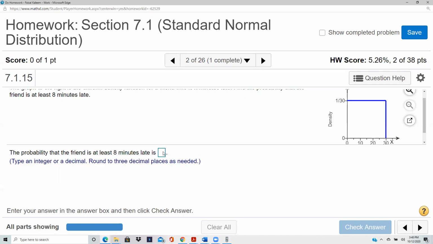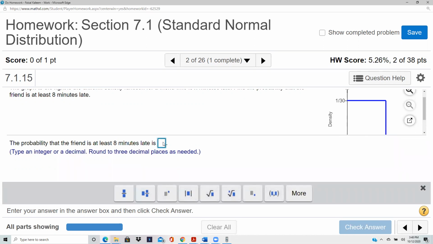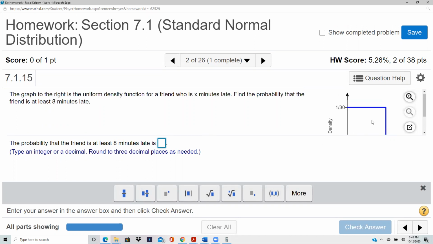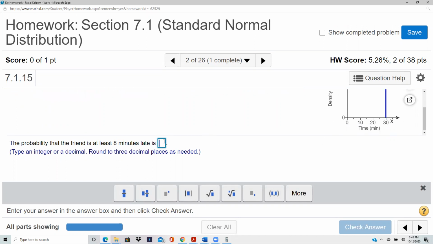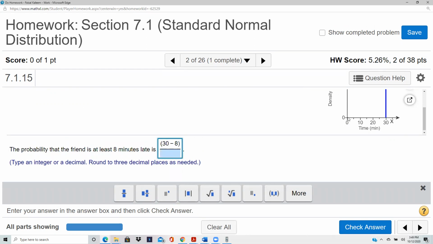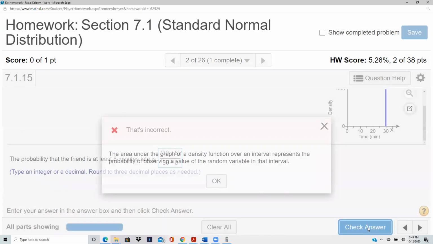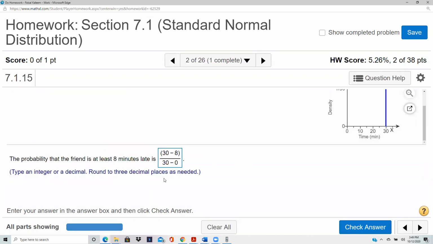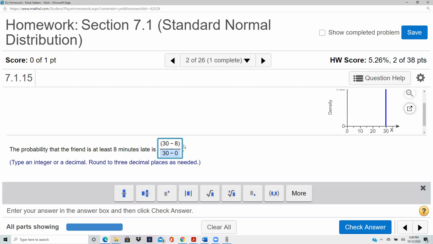So you would do 30 minus 8. Because 8 or more, you're going from 8 towards 30. So you would do 30 minus 8 on the top. And you will again divide by the total interval length, which is 30 minus 0. Okay, so you can calculate it. So that's 22 by 30. So that's 0.733.